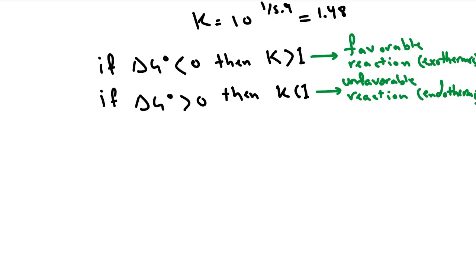Okay, so pressing forward, we set this up in the last video, which is if delta G standard is less than 0, then K is greater than 1. Then we have a favorable reaction, aka exothermic, and if delta G standard is larger than 0, then K is less than 1, and you have an unfavorable reaction. Also, you can work it in this way where if K is bigger than 1, then delta G standard is going to be less than 0, and if K is smaller than 1, then delta G standard will be bigger than 0. And in both cases, favorable and unfavorable reactions will result.